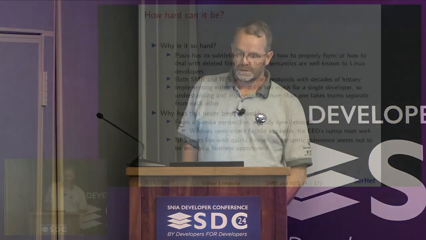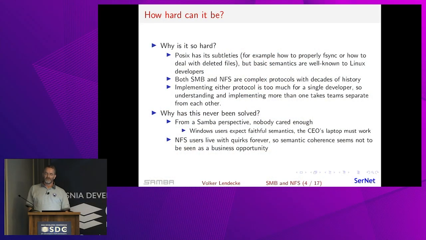Why is this so hard? POSIX alone is quite subtle. For example, you want to store a file on a disk. It is surprisingly hard to nail down the moment in time when you can actually be sure that a file is on disk. A new file, you have to fsync the file. Then, if you have created it freshly, you also have to sync the directory and so on.